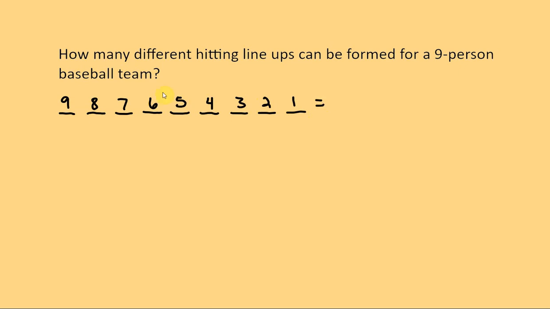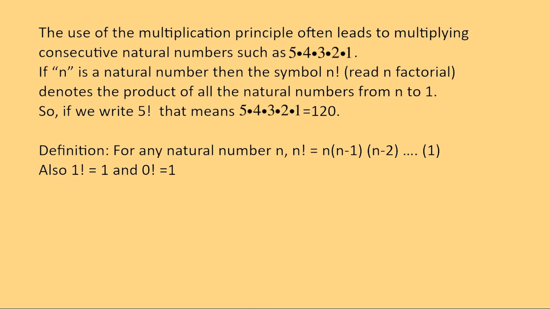And again, to determine how many different lineups can be formed from this, we're going to multiply all of these numbers together. And when we do, we get that there are 362,880 possible lineups from a 9-person baseball team.